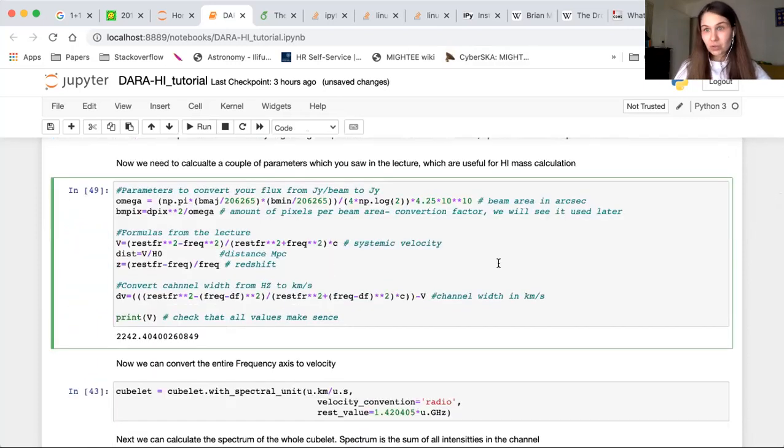Further, we can move on to calculate useful parameters, which we will need. And the first of them is the parameter to convert our flux units from Jansky per beam to Jansky.